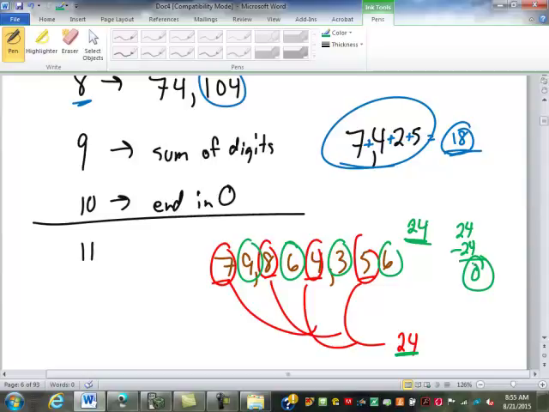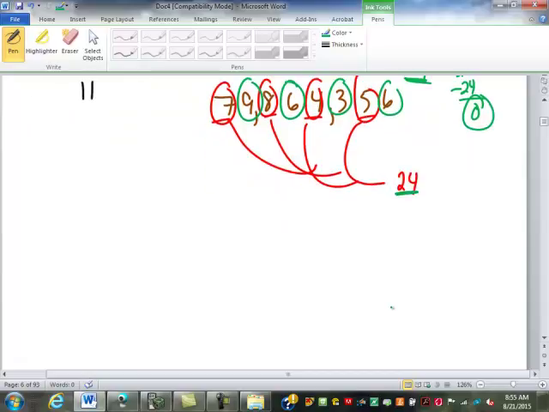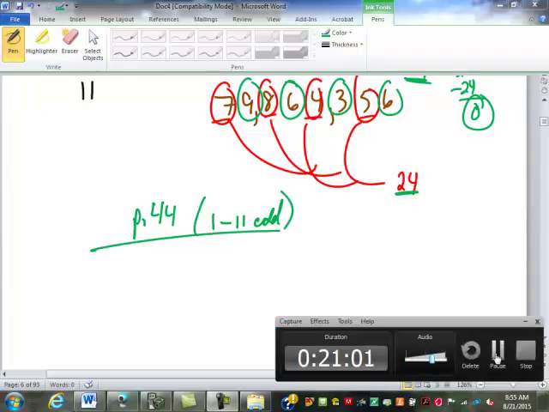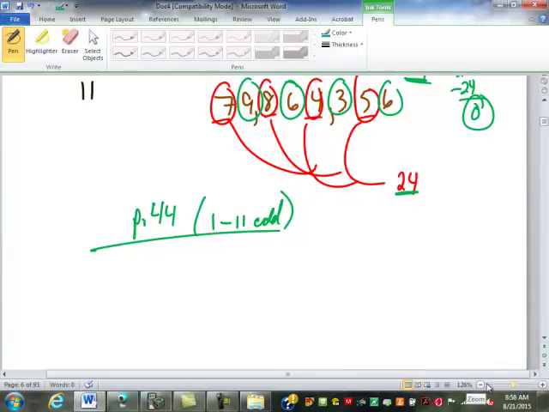Especially now that we have calculators, it's probably easier just to type in the number and divide by 11 and see if you get a decimal. But it's there. Okay, so kind of quickly, on page 44, in the middle of the page there, I want you to try 1 through 11, the odds again, reducing those. And we'll talk about them in just a minute. So let's see how this went.